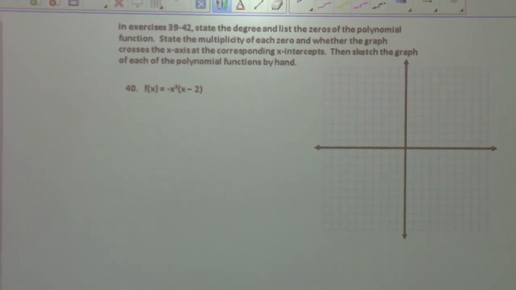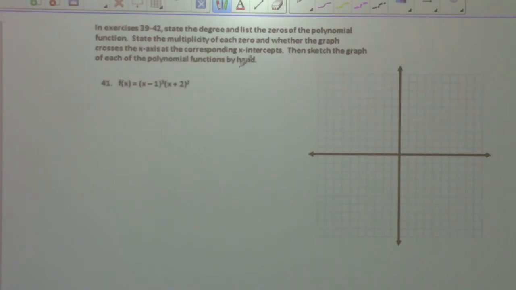Yesterday we went over problems 39 and 40, and so we're building upon that today with 41 and 42. I'm going to help talk you through 41, and then I'm going to choose somebody to do 42. Here we're going to state the degree and list the zeros of the polynomial function, state the multiplicity of each zero, and whether the graph crosses the x-axis at the corresponding x-intercepts.